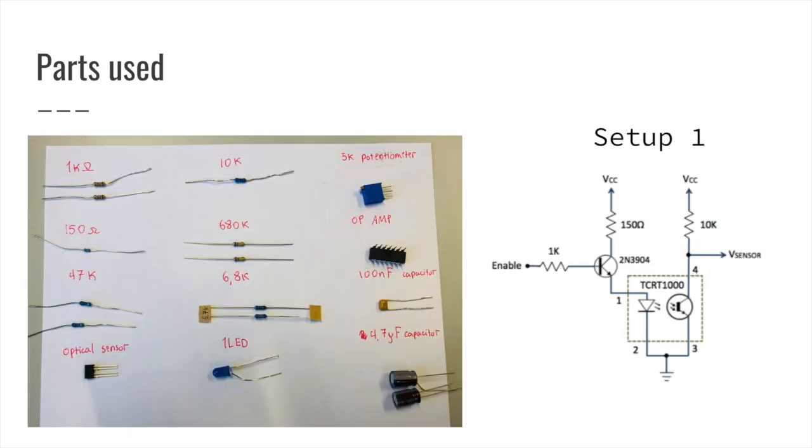The photo to the left shows the components we used for this exercise, and the photo to the right shows how we put the first part of our circuit together. However, we didn't use the transistor and the 150 ohm resistor.